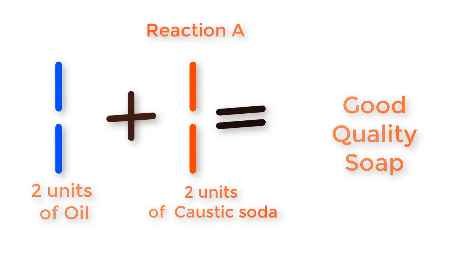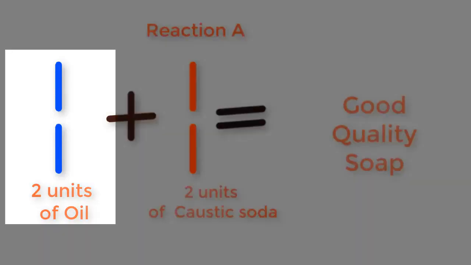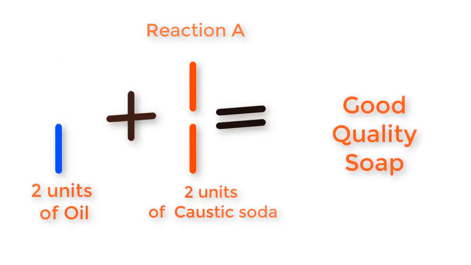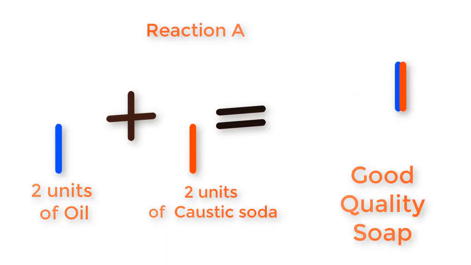One unit of oil, represented by the blue strokes, while the caustic soda is represented by the red strokes. So let's see: 1 unit of oil combined with 1 unit of caustic soda (CS) to form 1 unit of soap. Another unit of oil combined with another unit of caustic soda, CS, to form a unit of soap.